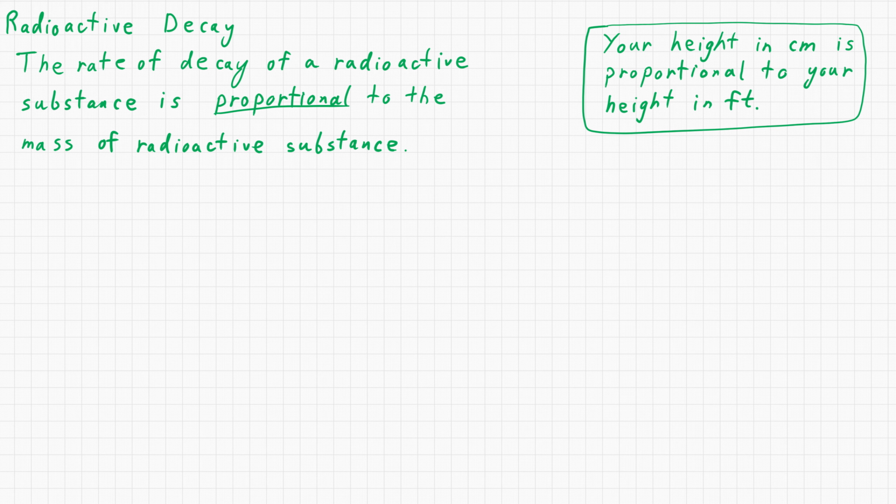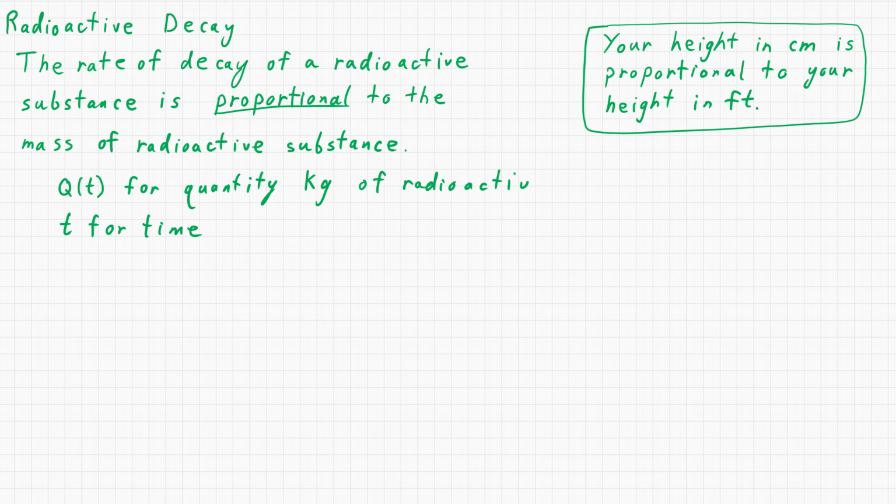So the rate of decay, that's going to mean Q prime. And so we're using Q here. So Q of T for quantity, and that's going to be, let's say, kilograms. Then you have T for time. Typically that can be years. So T for time. Quantity of radioactive substance. Alright, so we have the rate of decay of a radioactive substance.